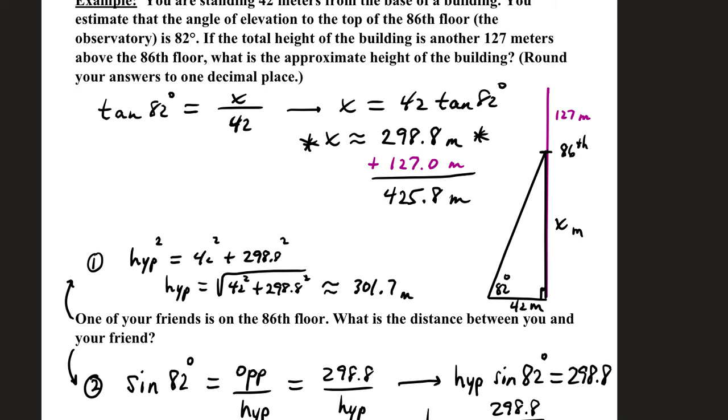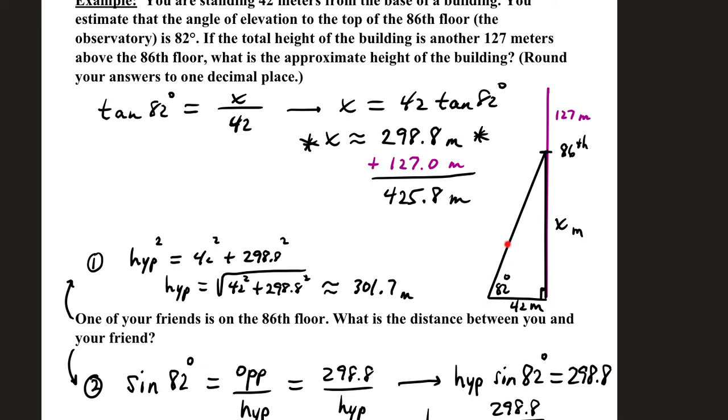When you add the total height, which is another 127 meters above the 86th floor, you just simply brute force add that in to get a total building height of 425.8 meters. Below, as a secondary part of the problem, you'll be asked the distance between you and a friend. So you're told that one of your friends is on the 86th floor. What's the distance between you and your friend?